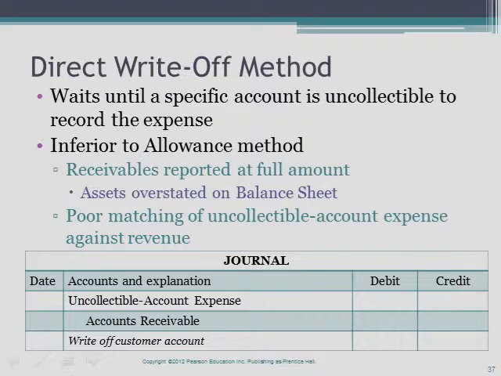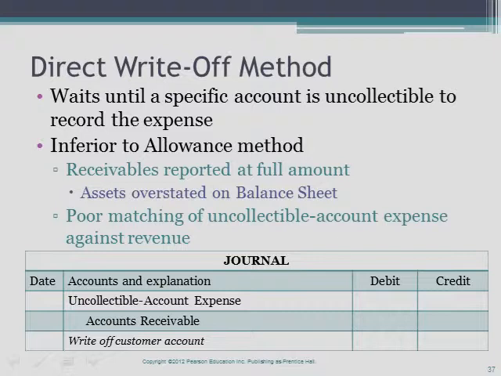There is another, less preferable way to account for uncollectible receivables under the direct write-off method. Under this scenario, the company waits until a specific customer's receivable proves uncollectible. Then the accountant writes off the customer's account and records uncollectible account expense. The direct write-off method is not considered generally acceptable accounting for financial statement purposes. It's defective for two reasons.